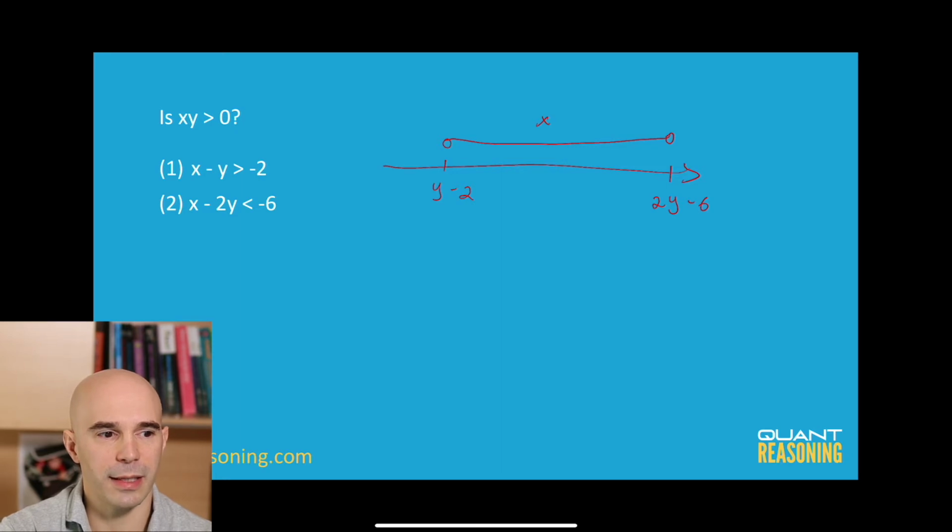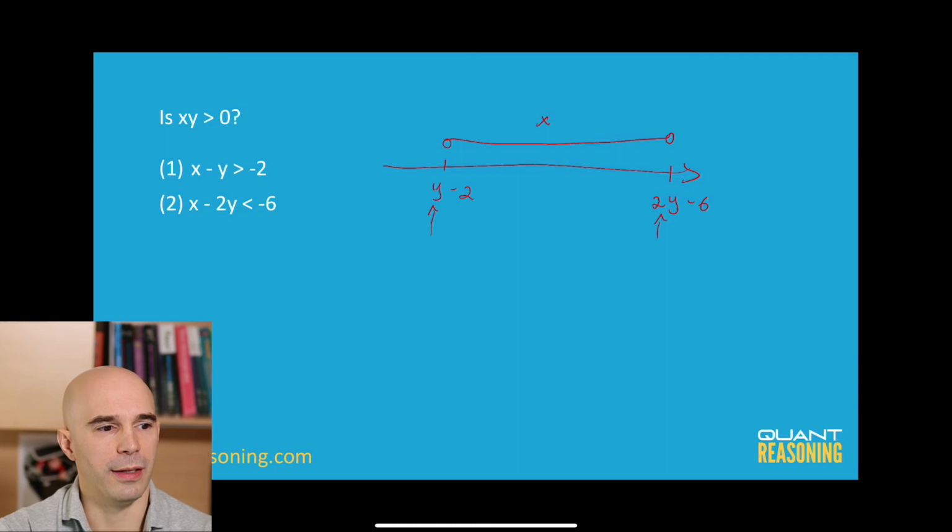2y minus 6 is exactly double of y minus 3. Why did I think about that? I think the reason I thought about it is because here I have just y, and here I have 2y, and I was trying to think of some way to make sense of those two things relative to each other. And so I thought, well, 2y is double of y, and that would mean 2y minus 6 is double of y minus 3. But where is y minus 3 on this number line?